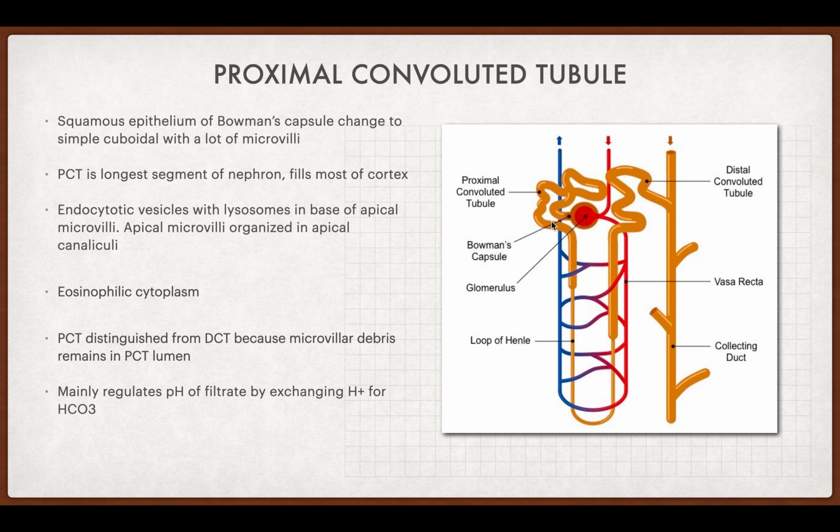The proximal convoluted tubule is the longest segment of the nephron. It fills up most of the cortex. It doesn't seem like it here, but it's very coiled. And in it, there are endocytotic vesicles with lysosomes, and the apical microvilli are organized in apical canaliculi.